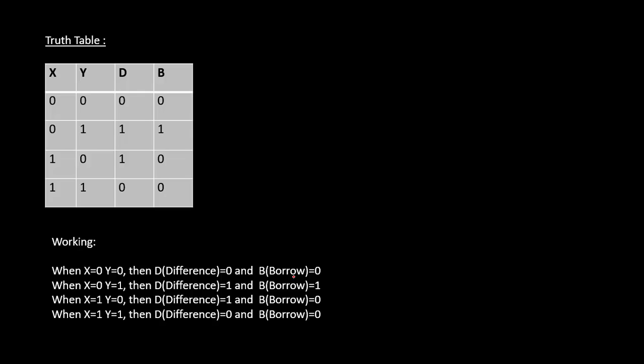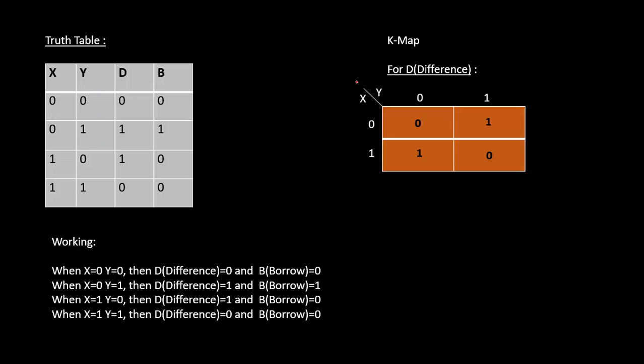Now to draw the logic diagram of a half subtractor, we have to know the output expression of difference and borrow. This can be gotten by constructing a K-map and simplifying it. For difference, since there are two inputs, we will have 4 input combinations. So let us draw a K-map and enter the value of D for each of the input combination. So along the row we have taken X and along the column we have taken Y.